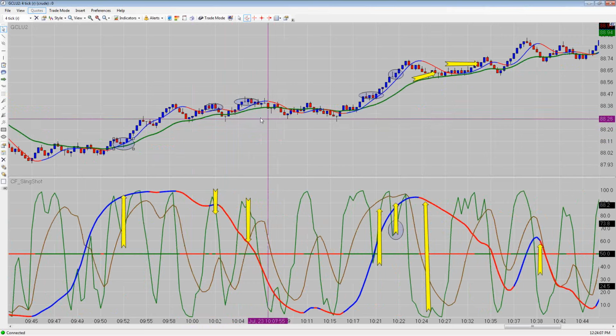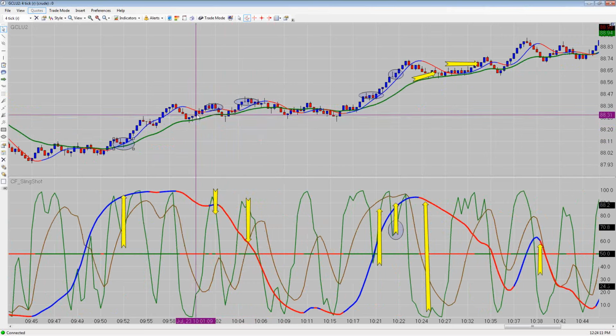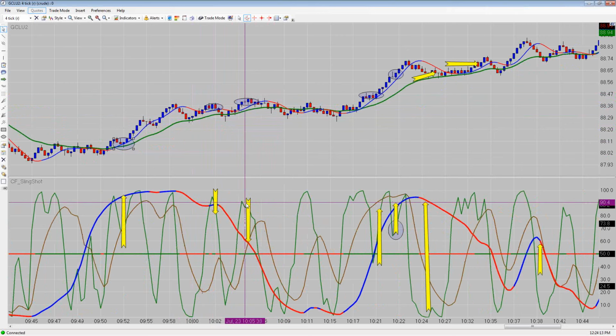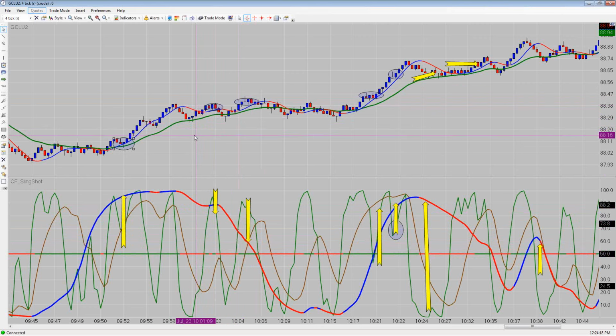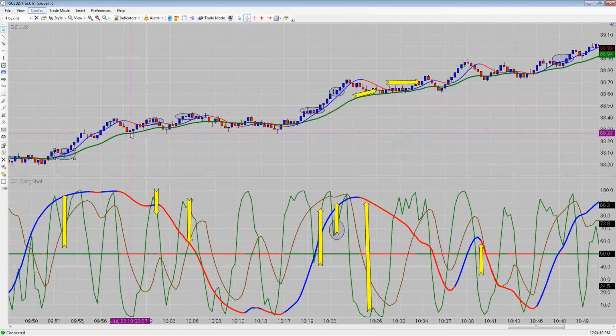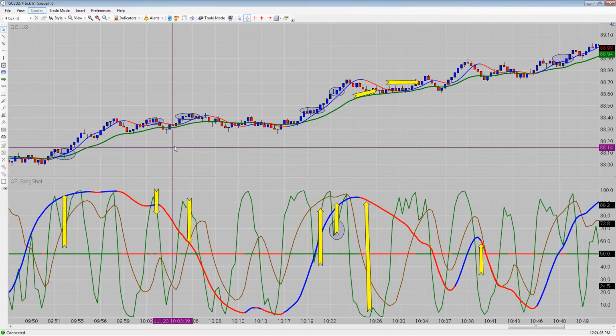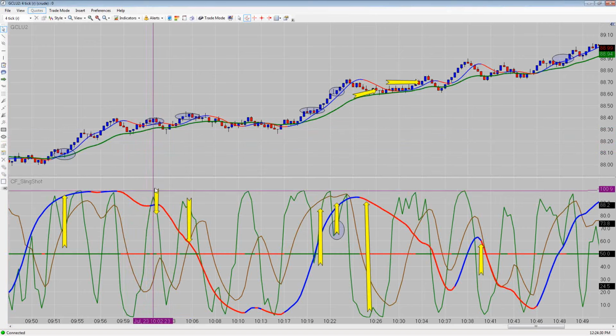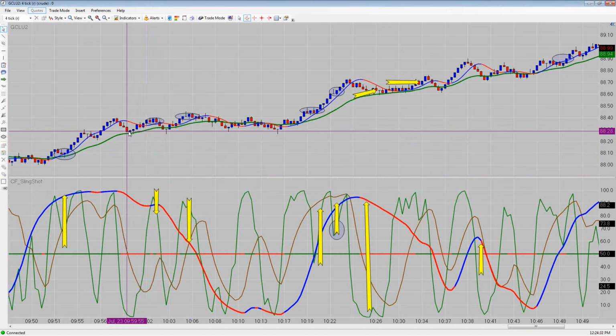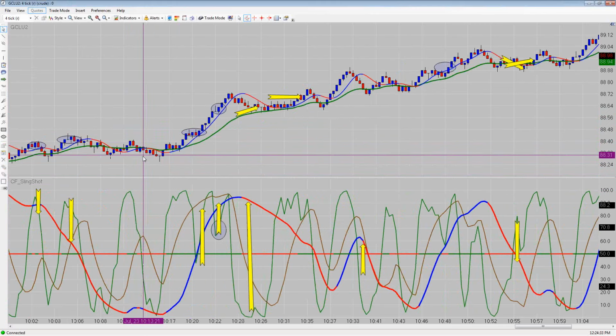Now over here, what was I showing? I was showing when the green line turned down into the brown. That's what those circles are. Okay. I was looking here at this for a possible long trade, but the cycle started to move down too much for me to take that trade. Okay, right here, the long trade.